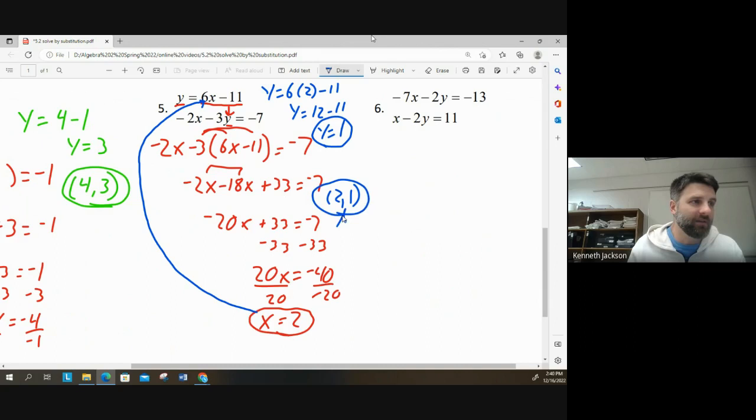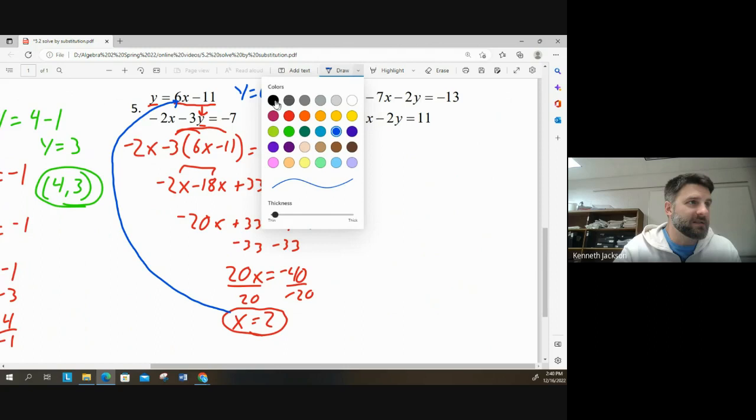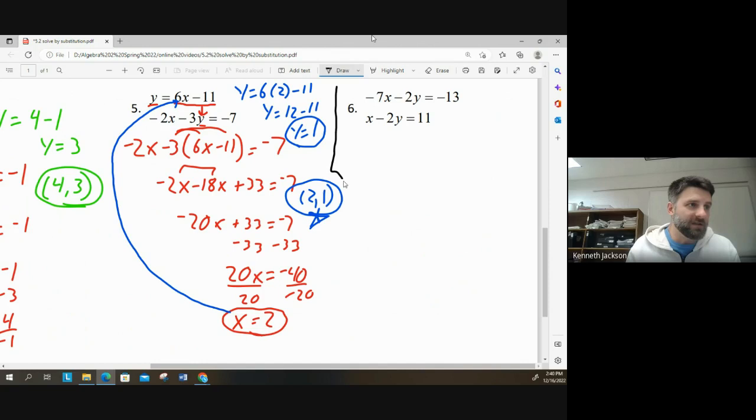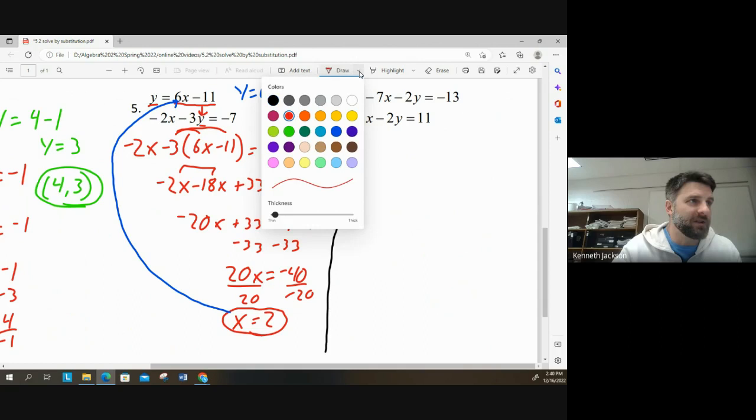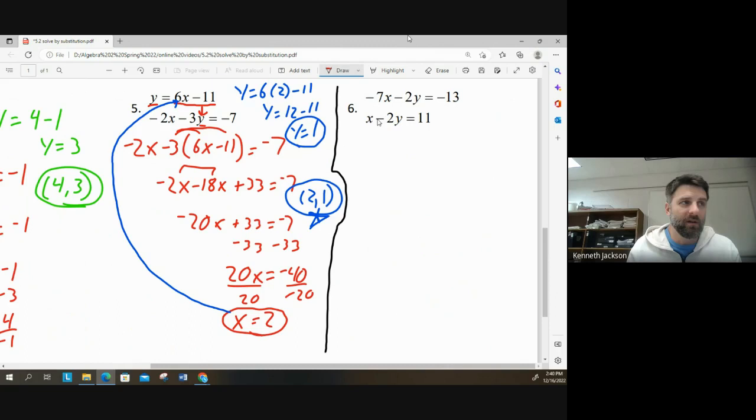Last one. On number 6, you might notice that the top equation or the bottom equation does not say y equals or x equals. So we're not ready to do any substitution yet. Notice on number 6, I don't have x equals or y equals on the top one, and I don't have x equals or y equals on the bottom one. So what I need to do first is get one of these equations so it says x equals 2y plus 11. And now that's what x is equal to.